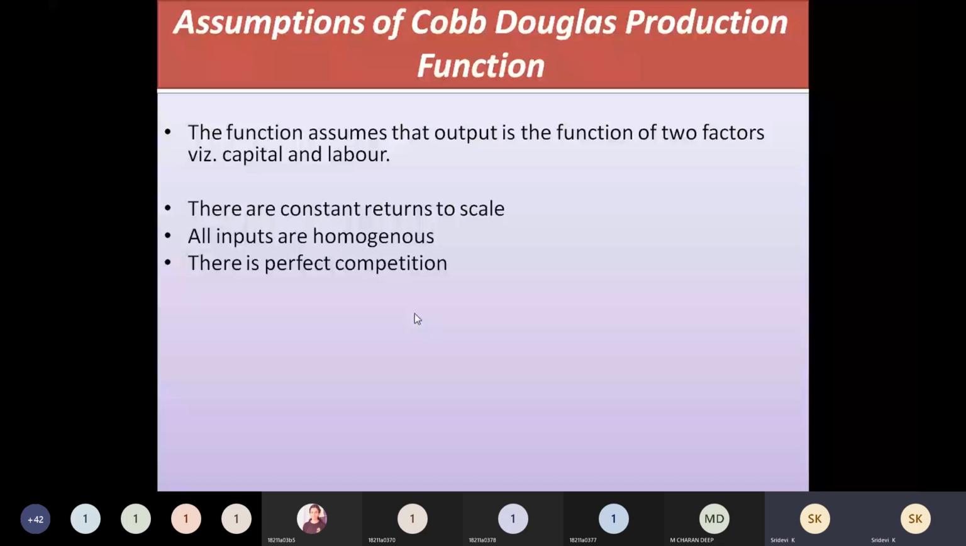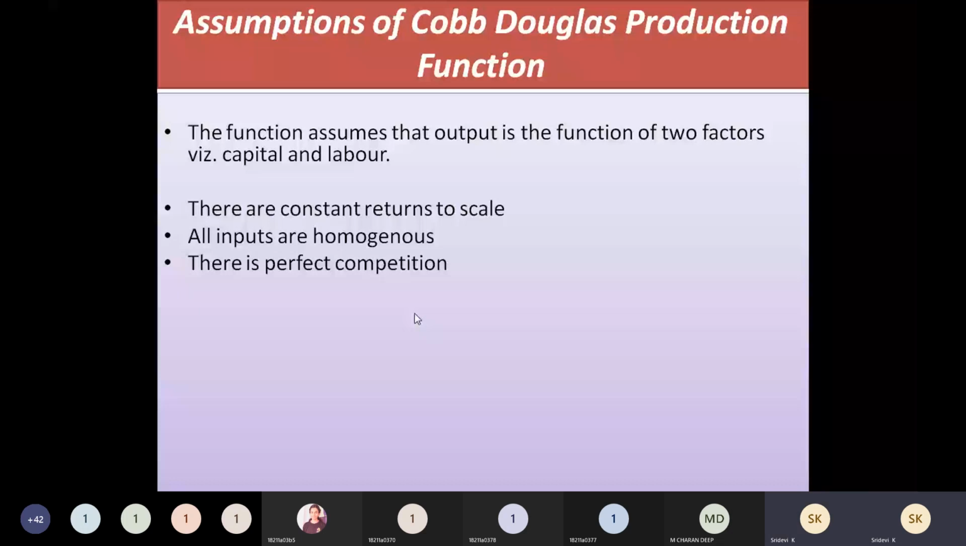So certain features are there to say that it is perfect competition. More the number of buyers will be there, more number of sellers will be there. So all these are the features of perfect competition. If perfect competition is there, then only the equation that these people have identified can give you the result as they have expected.